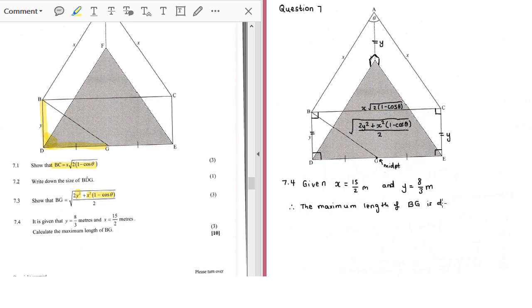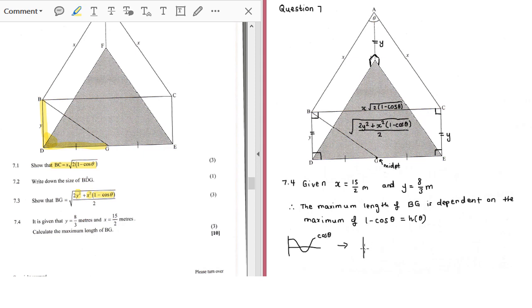of BG is dependent on the maximum of 1 minus cosine of theta. So if we can determine the maximum of this, substituting that maximum together with these x and y values will give us the maximum length of BG. So this now takes you back into the functions. Let's start off with just the cosine function. We know that it looks like that. This is the cos of theta.